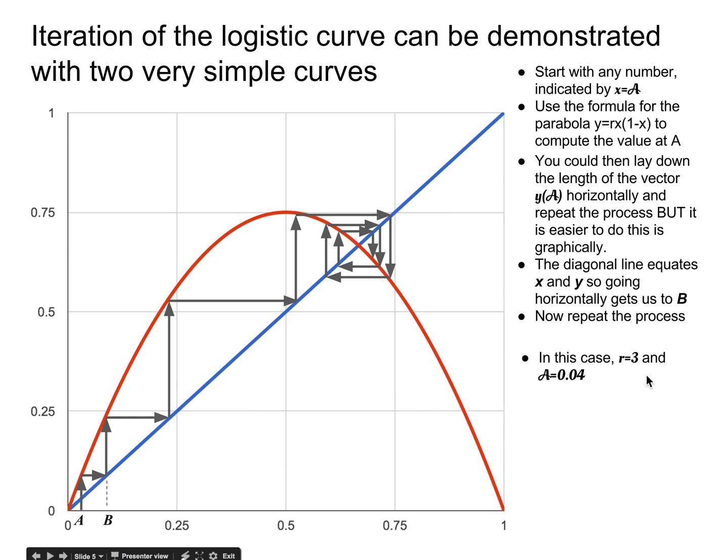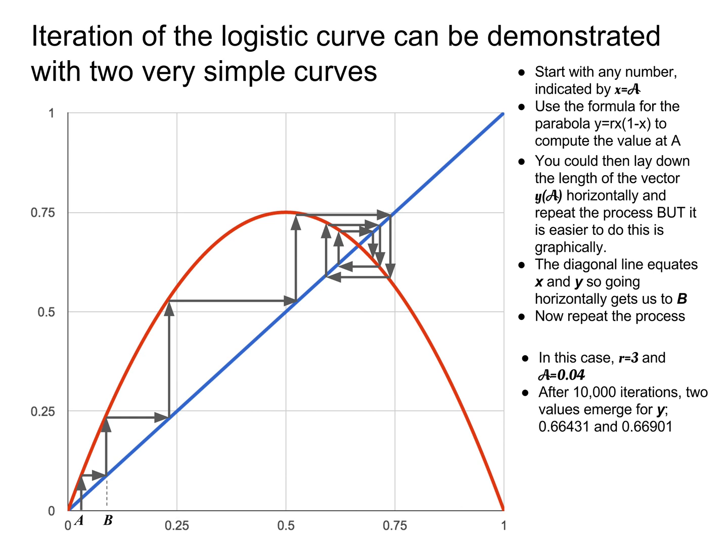In this case, 0.04. And if we follow this map around, touching the blue curve, then the red, then the blue, then the red, after 10,000 iterations, we find that the population is somewhere between these two numbers. It bounces back and forth. That is, the population goes into orbit right here, not necessarily centered on this point, but it's kind of trapped right here. It just keeps orbiting that point.